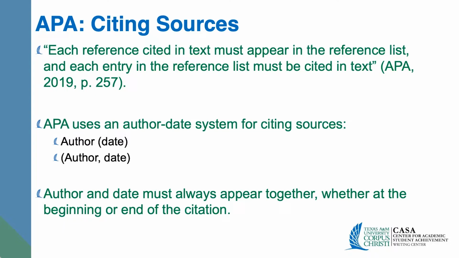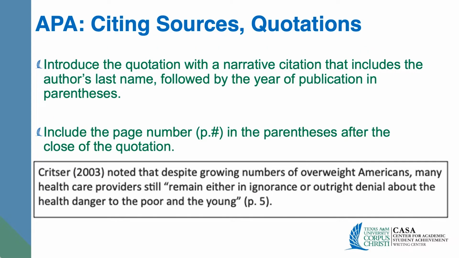If you cite something in your paper, you've got to put it on the reference page, unless it's an interview. We'll talk about that in a moment. APA uses an author date system for citing sources, meaning the author and the date is married information. Anytime you see the author's name, you will always see the date right next to it. When using direct quotations, you will also have to include the page number. Paraphrasing is a little different, so let's just focus on direct quotations at the moment.